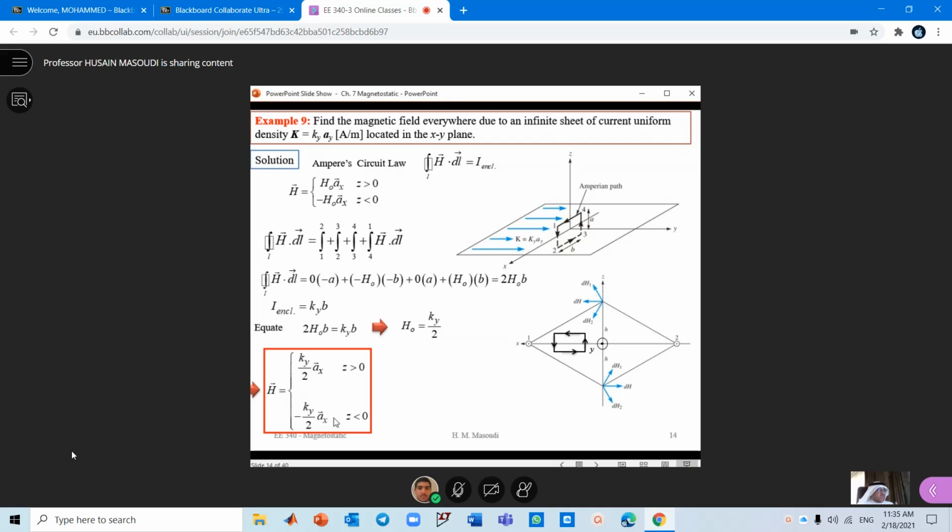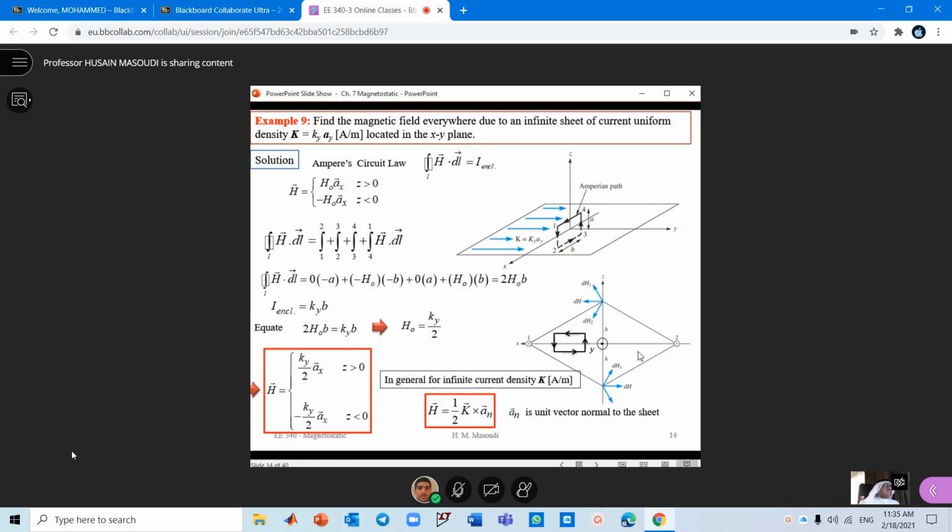Can we develop a relationship when the sheet is not in the XY plane? Similar to what we did for the infinite surface charge density, if you remember, in electrostatics. And the answer is yes. We can say that if you have the sheet anywhere now, you have a half, first of all, the current density, the whole current density K, crossed with a unit vector normal to the sheet to the observation point. What do we mean by this? This is a unit vector normal to the sheet to the observation point.